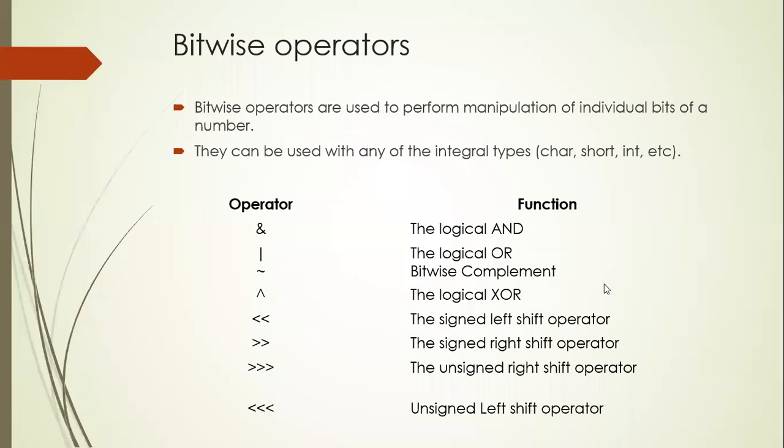So the bitwise operators are used to perform manipulations of individual bits of a number. They can be used with any integer number, like integer types such as character, short, int, etc. You can see there are a lot of bitwise operators.